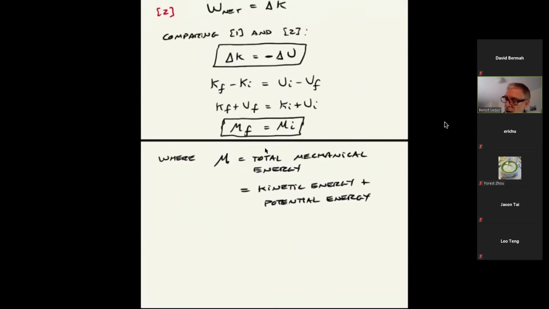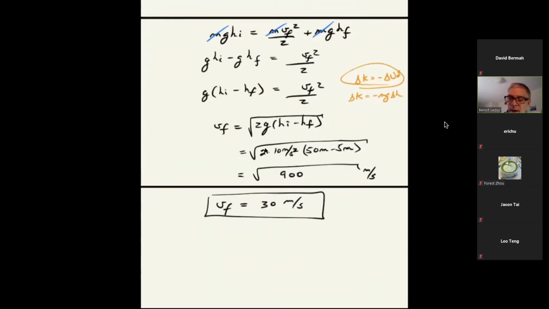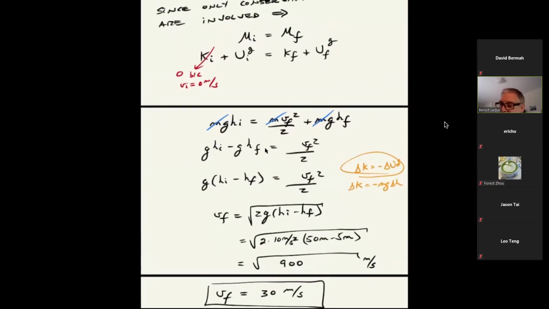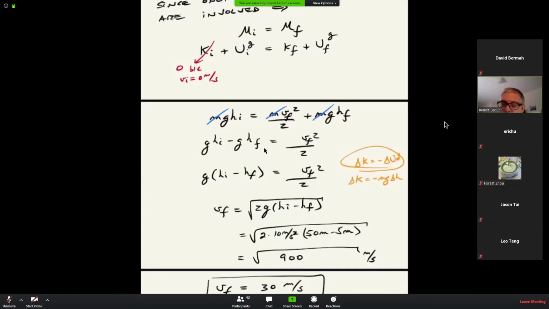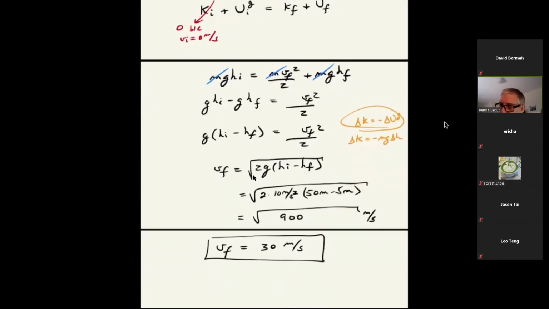Sometimes you will need the mass, especially if you deal with a spring. If you put spring potential energy here, you remember the formula for the spring potential energy is k delta x squared over 2. So you won't be able to cancel the mass on both sides because you're going to have a k somewhere. So whenever you deal with a force besides gravity, you may need to carry the mass.